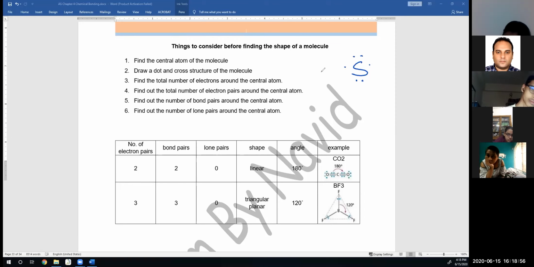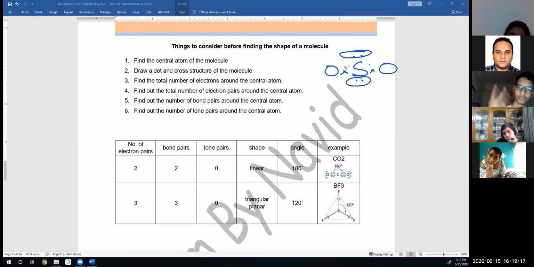Okay, how many oxygens are surrounding them? Two. So how many bond pairs do they have? Two. Now how many bond pairs? Let's go by serial. So number three, you'll find the total number of electrons around the central atom. How many in total? Eight. Number four is find out the total number of electron pairs around the central atom. How many electron pairs are there? Four. Four electron pairs.